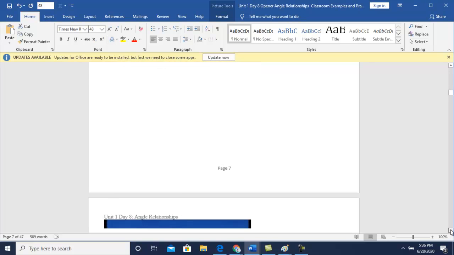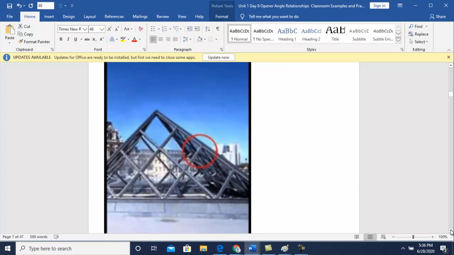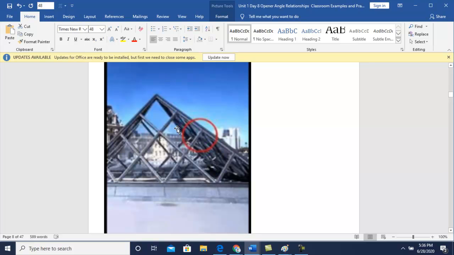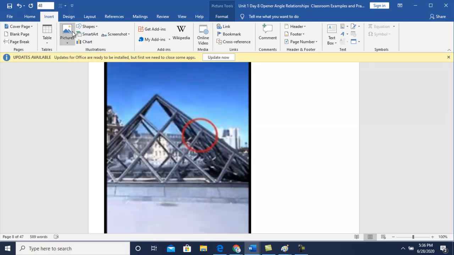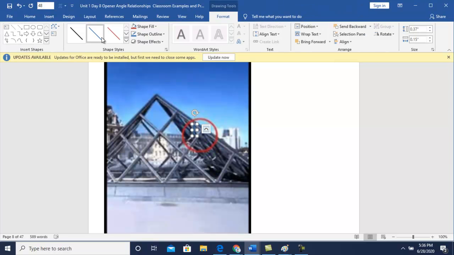Another example that you might see is this art sculpture or structure. The part that is circled here, this angle and the angle next to it, adjacent to it, right here, this would be another example of linear pairs.